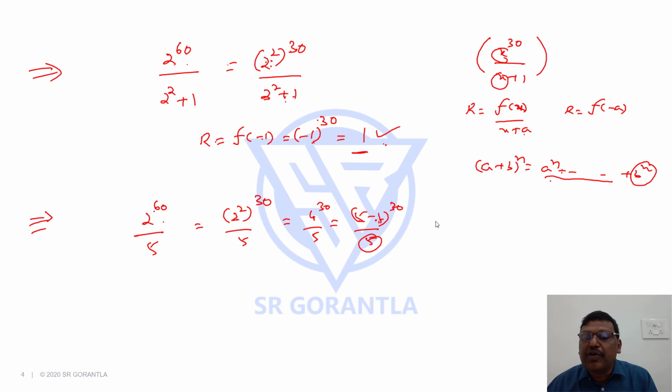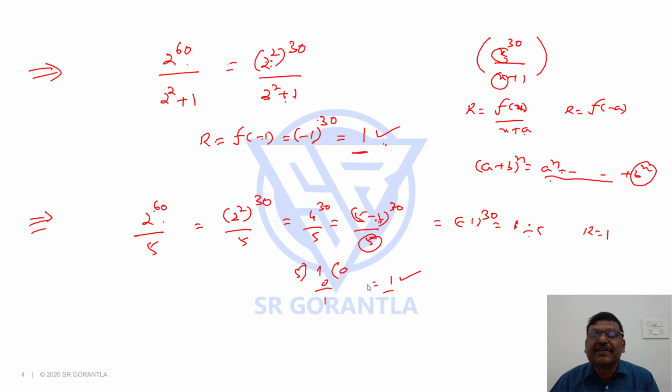What is the last term here going to be? Minus 1 whole power 30. Only that is not divisible by 5. What is minus 1 whole power 30? It is 1. 1 divided by 5, what is the remainder? 1 divided by 5, remainder is 1 only. Whenever the number is 1 divided by 5, the remainder is 1. So that is my answer. This is the third approach, that is binomial expansion approach.